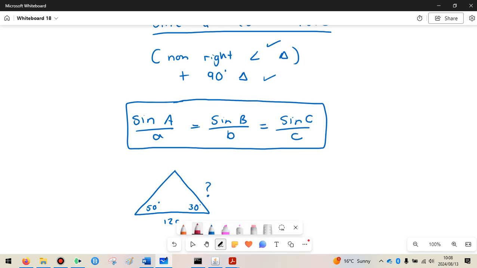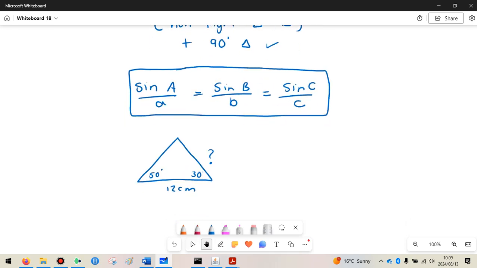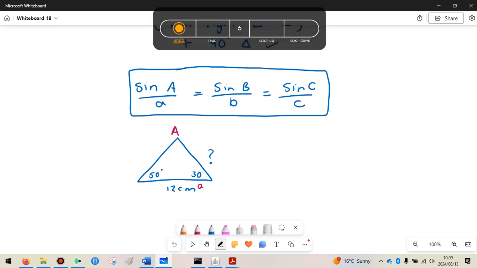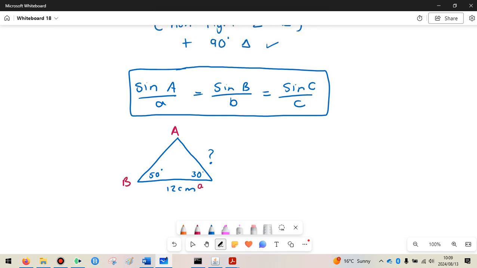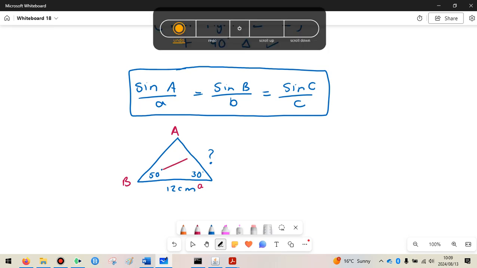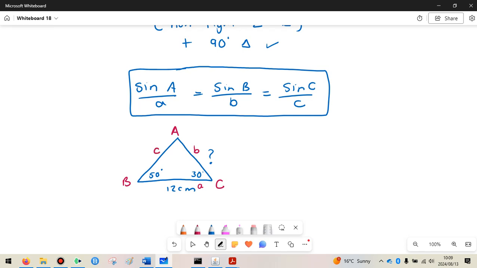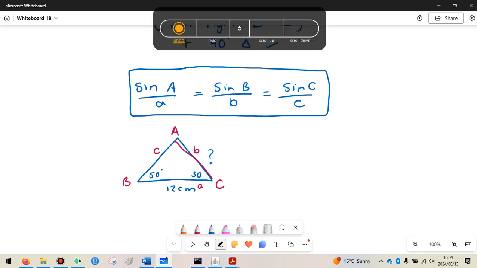So your first job is to label your triangle. You can choose to label it however you want if they haven't given you labels. If that's angle A, then the side opposite that angle becomes baby side A. And if this is angle B, then the side opposite that would become small b. And if this is C, then this becomes side C. So the angle always makes the side that it matches with.